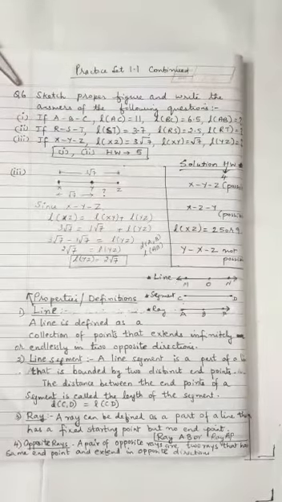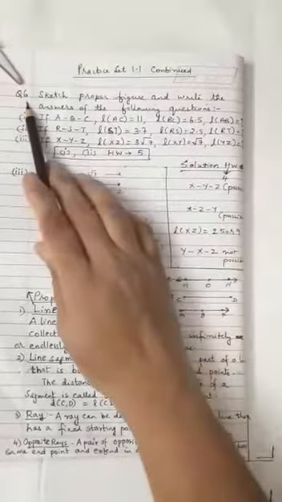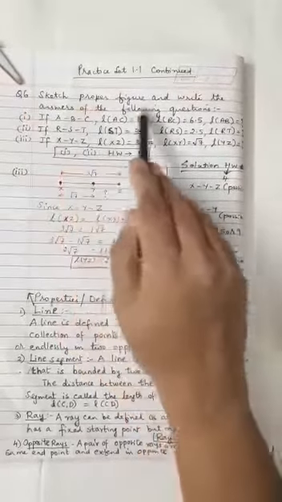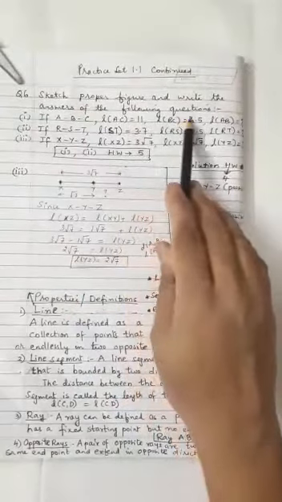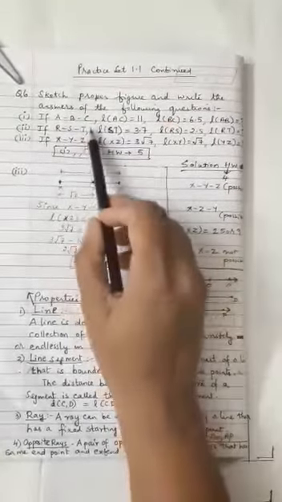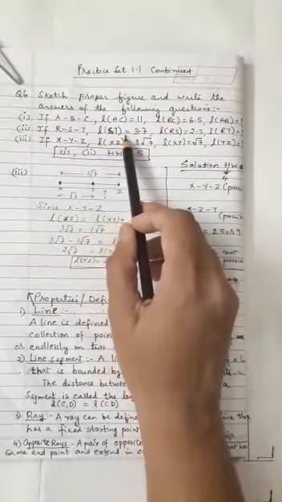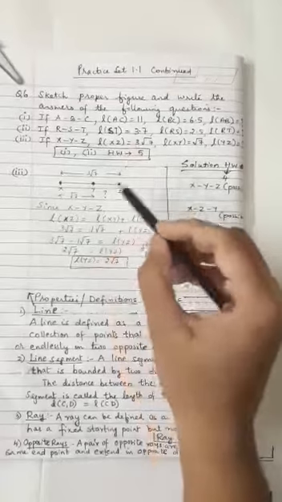Hello children, let us continue with practice set 1.1. Now as you can see, the sixth sum is given. Sketch proper figure and write the answers of the following questions. Now you can look here children. Total 3 sums are given, out of which the first and second you have to do as homework. The third one we will be doing here.